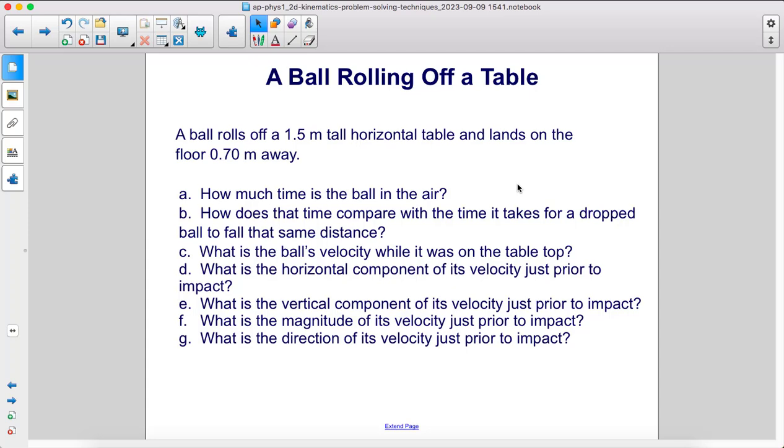What is the ball's velocity while it was on the tabletop? What is the horizontal component of its velocity just prior to impact? What is the vertical component of its velocity just prior to impact? What is the magnitude of its velocity just prior to impact? And what is the direction of its velocity just prior to impact?